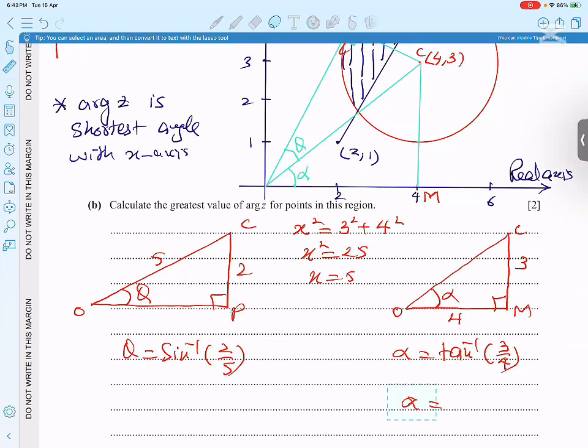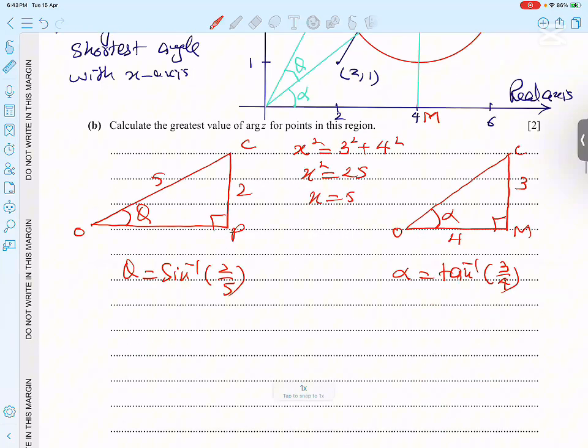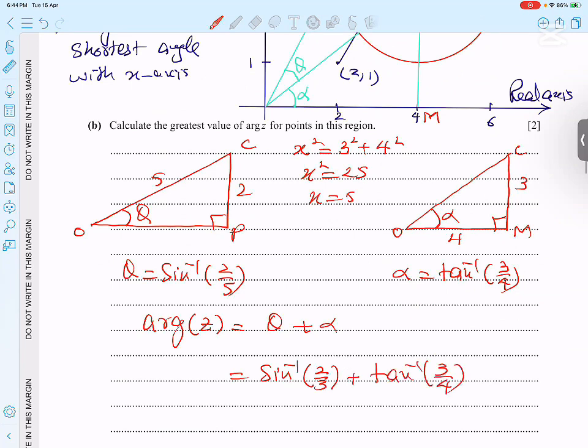And if I just add them, no need to find separate, just simply add them. So argument I'm looking for of Z is theta plus alpha. It means if I type all together, it will give me more accurate answer rather than I type them alone and add them. So I'm doing sine inverse 2 divided by 5. Sorry, it's not a 3, it's a 5. 2 divided by 5. And let me erase, it's not so clear. Okay. 2 by 5 plus tan inverse 3 by 4.